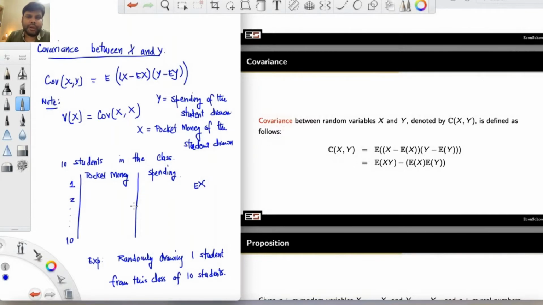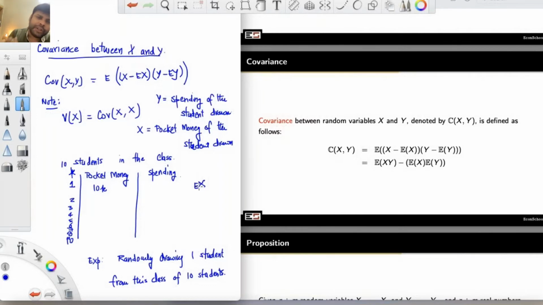Let me give you some numbers. Let's say this is K, where K is 1 to 10, and let's say the pocket money is 10K. 10K doesn't mean 10,000. It means if the individual is 1, his pocket money is 10. If he's 2, his pocket money is 20. If he's 3, pocket money is 30, and so on. Can you tell me what is the expected value of X?